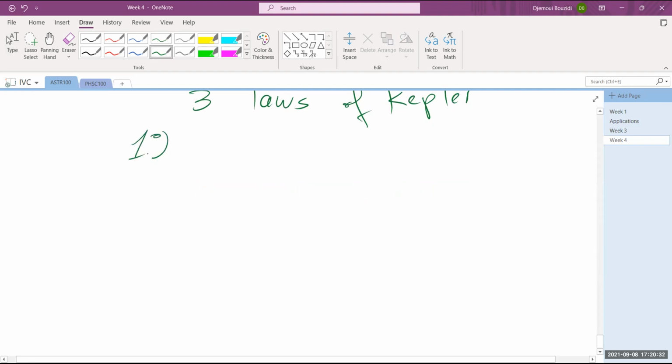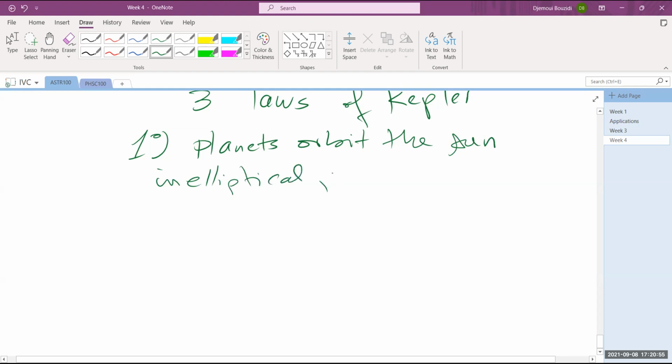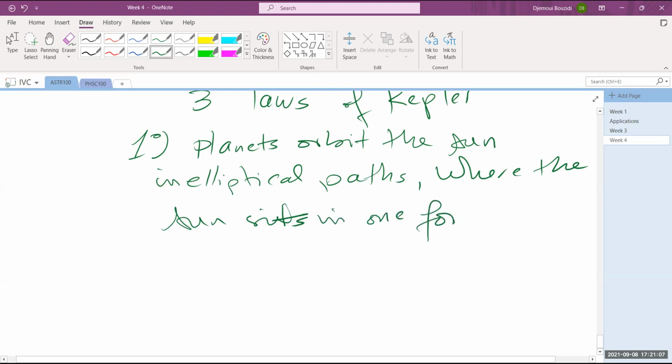So the first law basically says the following. Planets orbit the sun in elliptical paths where the sun sits in one focal point. You're asking me which point that is, it doesn't matter. One of them, pick and choose, okay? So that is law number one.